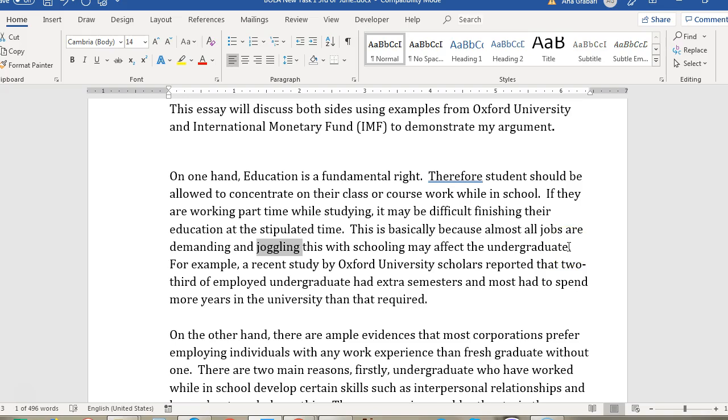Okay, by undergraduates, do you mean university or college students, or do you mean high school students? Because undergrad in English has traditionally a slightly different meaning, and that means the student of college or university who hasn't graduated yet. So this is a bit of a confusion. "For example, a recent study by Oxford University scholars reported that two-thirds, plural, of employed undergraduates had to take extra semesters, and most had to spend more years in the university than required." Okay, in the university, now it's clear.